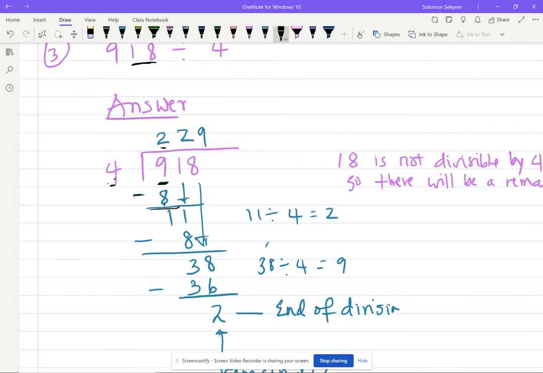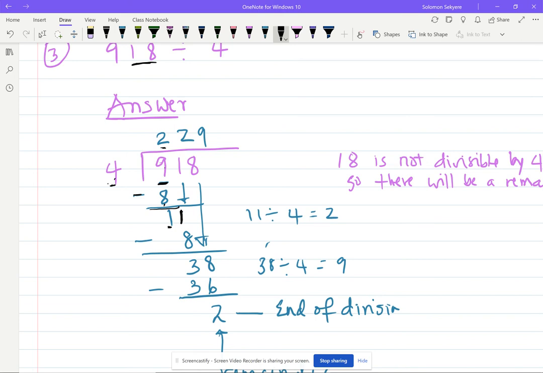9 minus 8 is 1, right? 9 minus 8 is 1. 1 is not enough, so what do we do? We bring a number from here down. Okay, now we have 11.